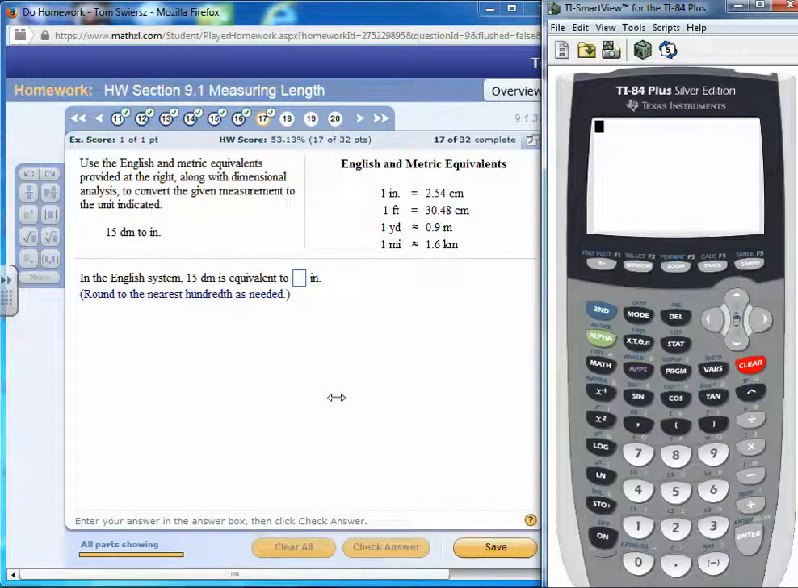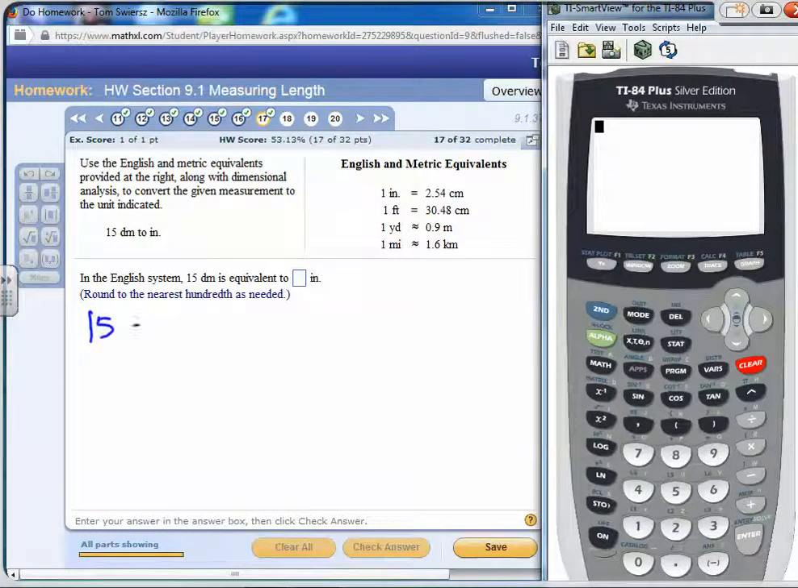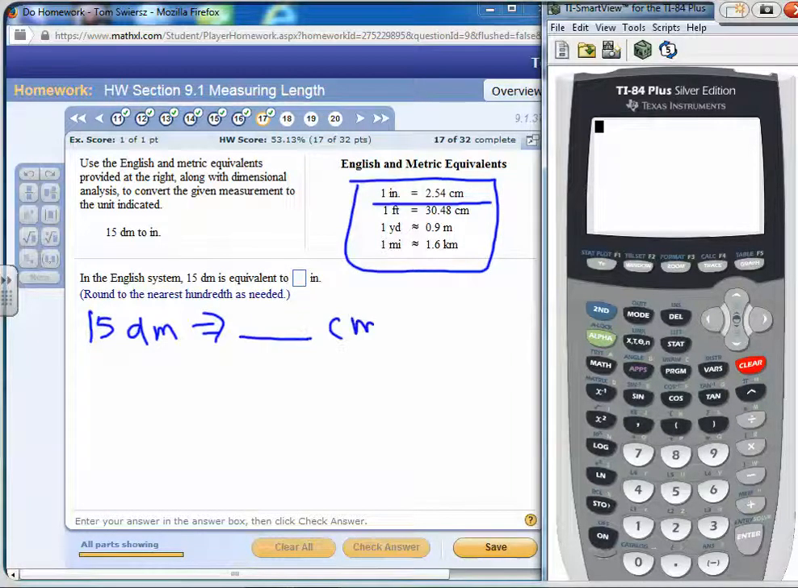Okay, in homework exercise 17, we need to convert 15 decimeters to inches. Now notice, in this chart here, there is no decimeters to inches. However, there are inches to centimeters. So the game plan is we're going to take 15 decimeters, convert it to centimeters, and then convert centimeters to inches using 1 inch is 2.54 centimeters.